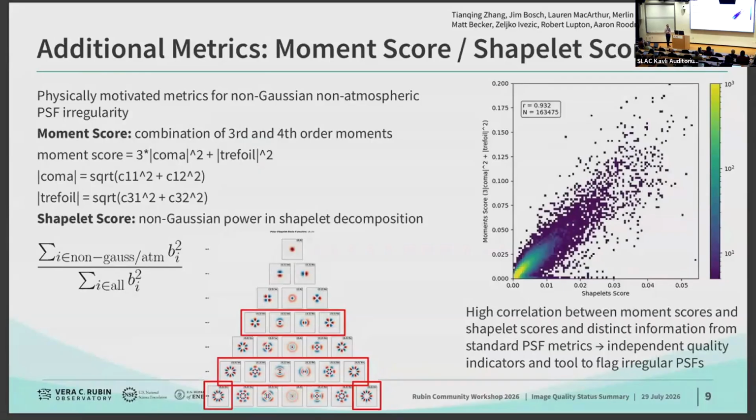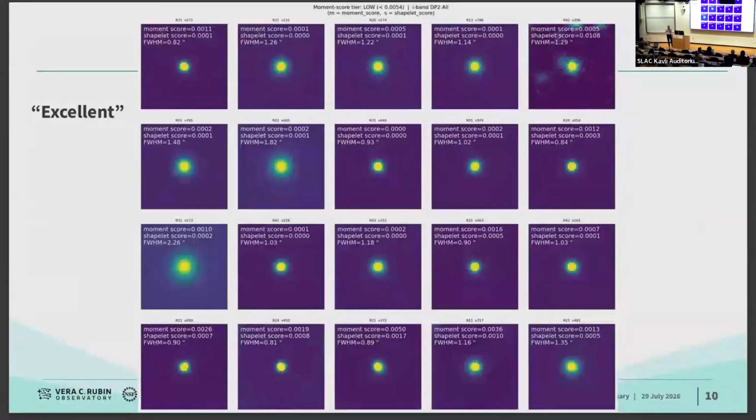The shapelet score is very similar, but it uses a shapelet decomposition, and particularly computes the power that's in these non-Gaussian and non-atmosphere contributions. In practice, what's shown on the plot in the upper right is that these two quantities are very highly correlated with each other, so they're effectively interchangeable in terms of which you use. But these have been very useful for diagnosing any issues with the PSF.